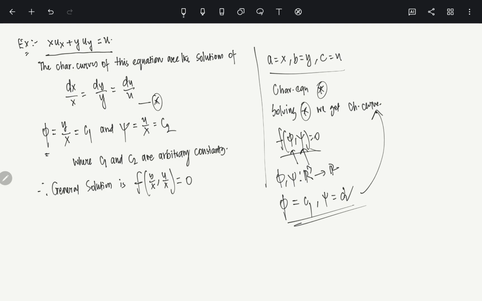So if you solve this star here, by solving it, we get y by x equals to constant.